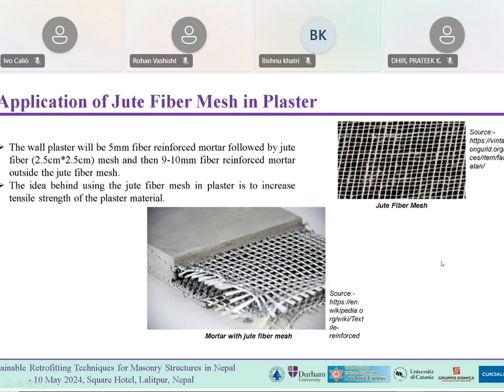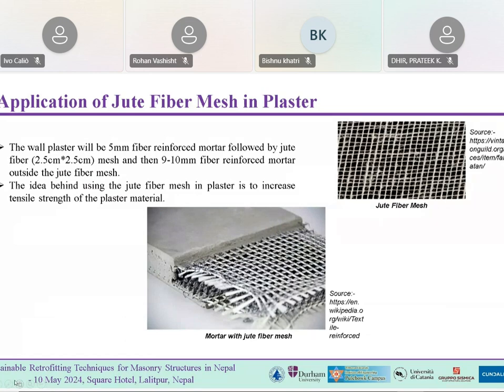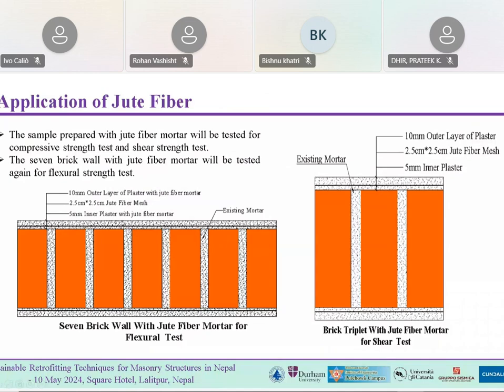And also, while plastering the outside, our idea is to put first a 5 mm mortar layer with jute fiber. Then there will be a jute fiber mesh, which is 2.5 by 2.5 centimeter. We'll apply it over the 5 mm plaster. Then after that, we'll apply a 10 mm outer layer. So this assembly will again be tested for the same tests: out-of-plane, in-plane, and compression. So we'll get these results, and finally these results will be validated by some numerical modelling.